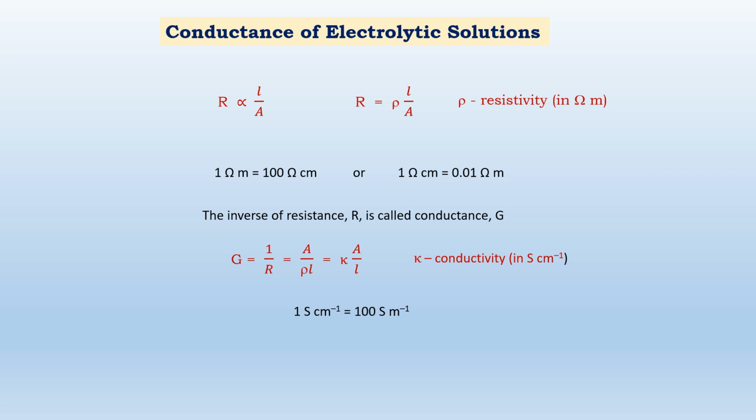Now conductance. Conductance is represented as G. Conductance is the inverse of resistance, that is G is equal to 1 by R. You know R is rho into L by A. Substitute those parameters, you will get 1 by rho into A by L, where resistivity is the inverse of conductivity. Conductivity is expressed as K in terms of Siemens centimeter inverse.